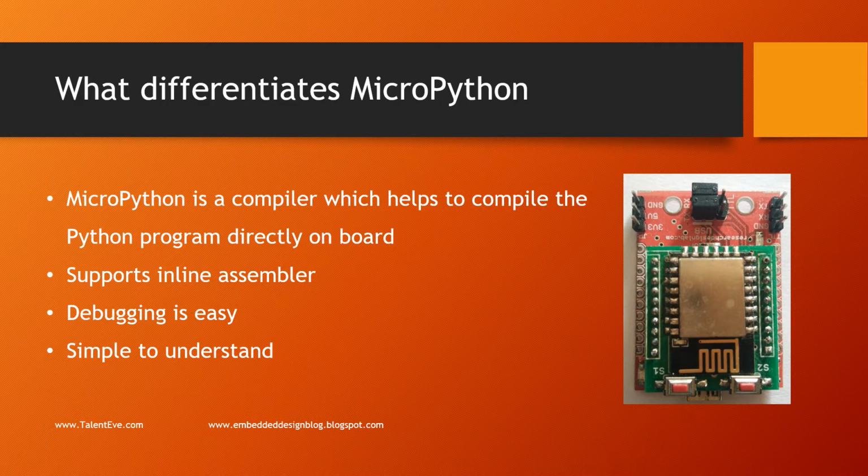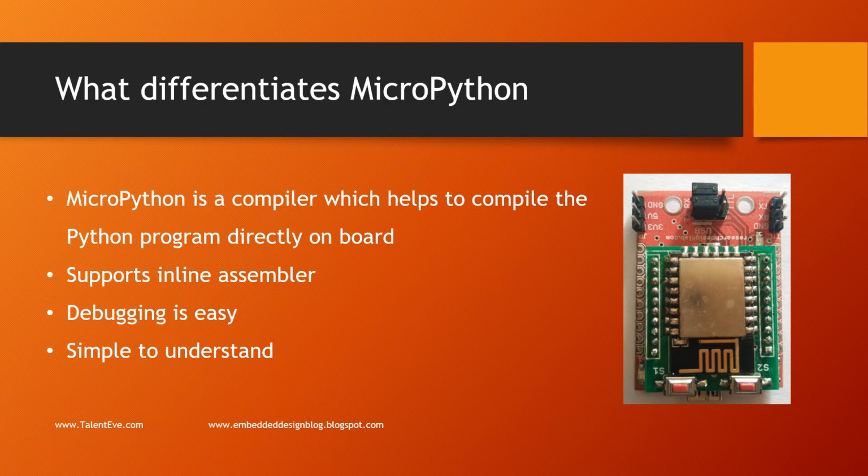Continuing the discussion, one of the major advantages is that when we write a C program, we compile it in an IDE and then flash it onto the microcontroller. Here MicroPython itself is a compiler. So when you port this and write a program on top of it, the compilation happens on the board itself, and it supports an inline assembler, so you can write your assembly code as per your need.